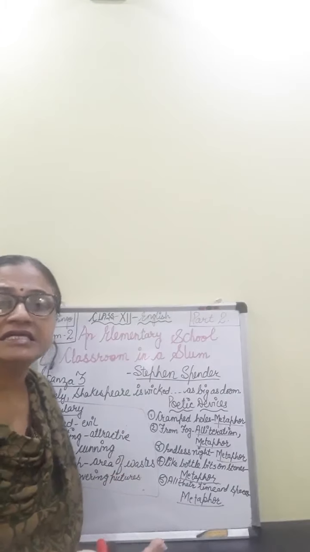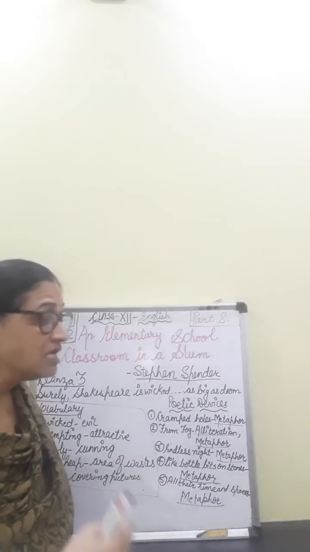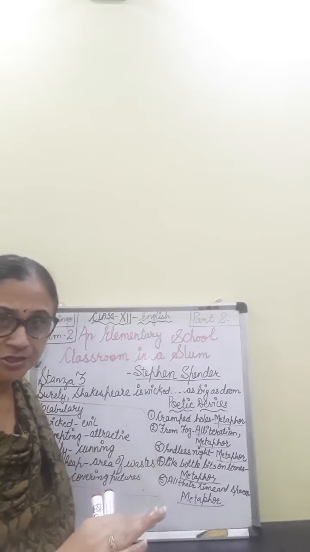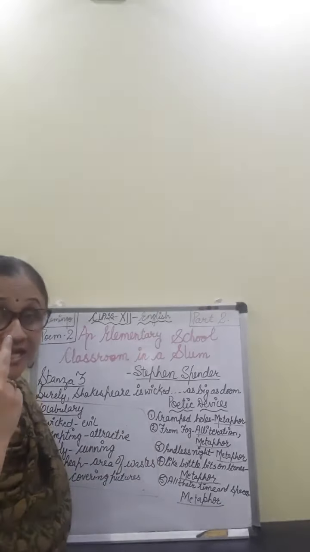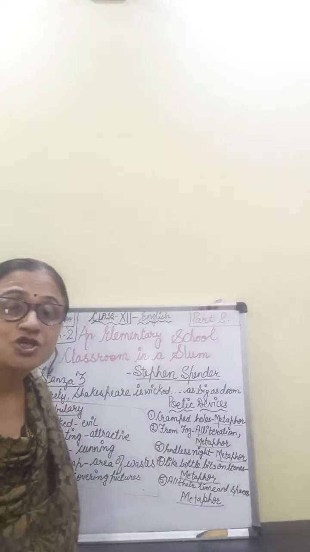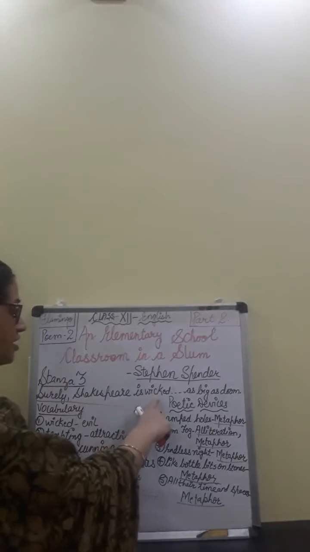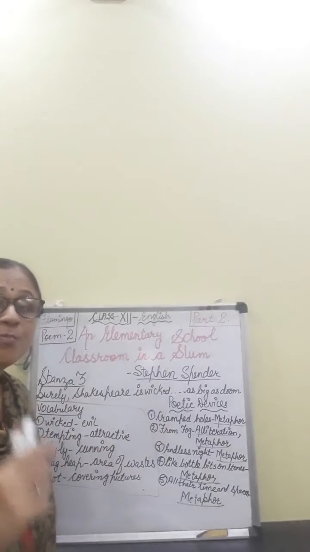Why is it so? Because they are not getting the real opportunities of education. Because their education is just a matter of illusion, that's it. Nothing else, nothing more. Okay, so that's why the poet has used Shakespeare here as wicked. Wicked means what? Evil. Evil here refers to bad.